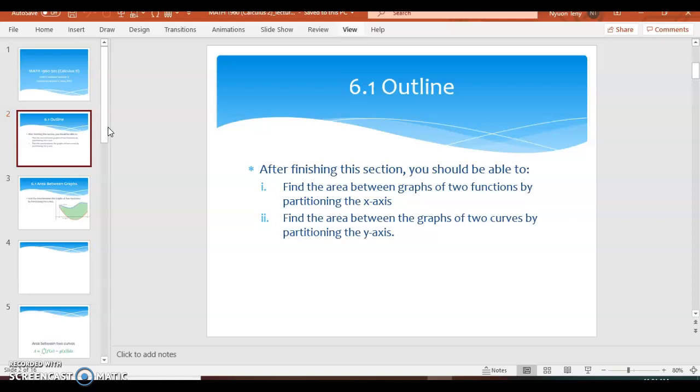So the outline of this section: we want to discuss two topics today. The first one is finding the area between graphs of two functions by partitioning x, and then finding the area between two curves by partitioning y.